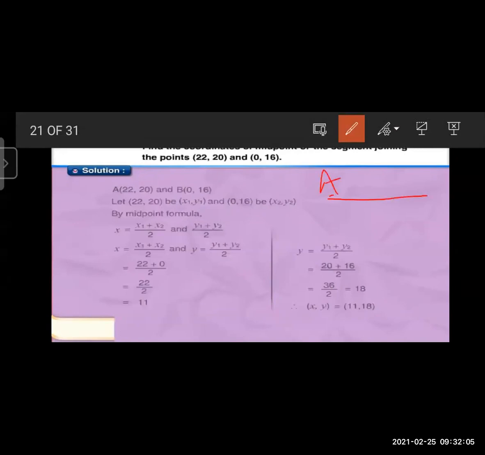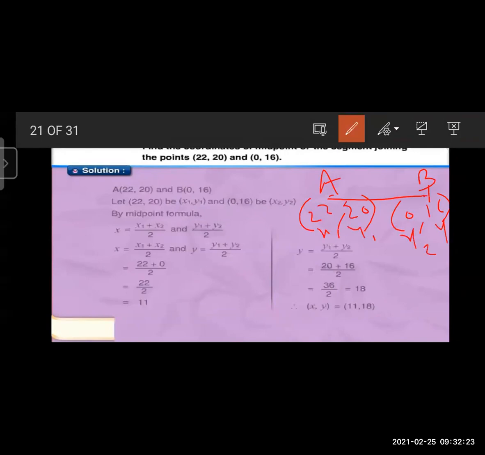Here is the point A. Here is the point B. You have to write down the coordinates: 22, 20, and here we write 0, 16. So this one is x1, y1, x2, y2.